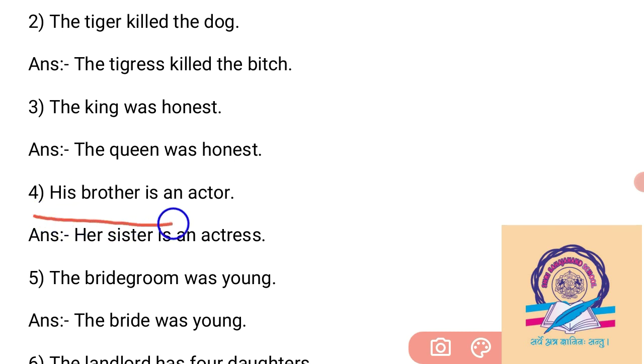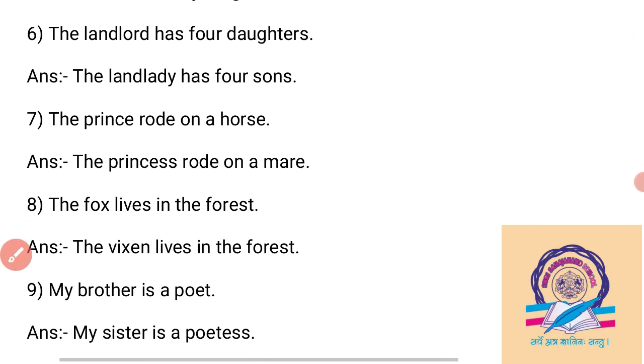His brother is an actor. So his changes into her in the feminine. Brother changes into sister, and actor changes into actress in the feminine gender. So our answer is her sister is an actress. Then the bridegroom was young. So bridegroom changes into bride in the feminine gender. Our answer is the bride was young.